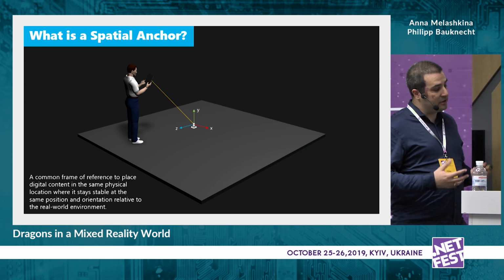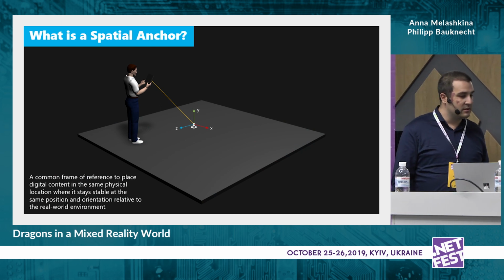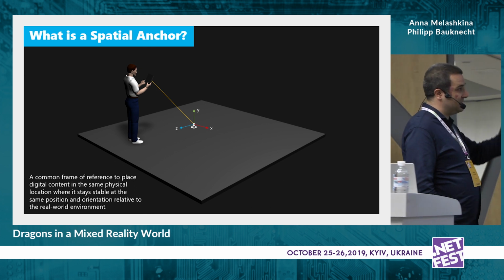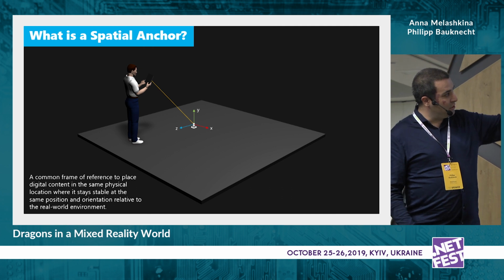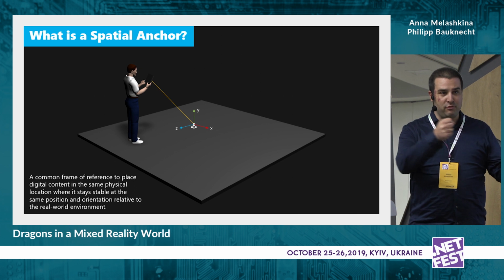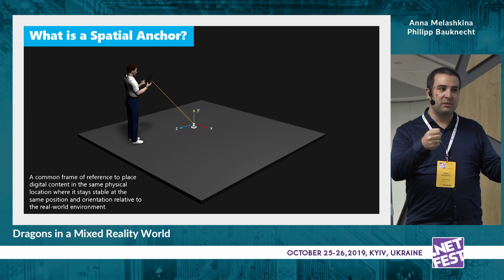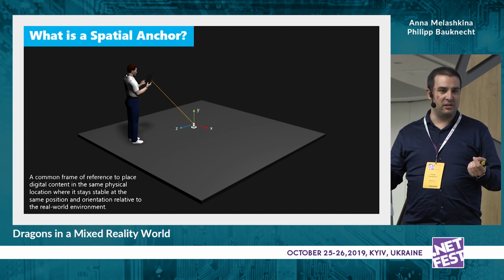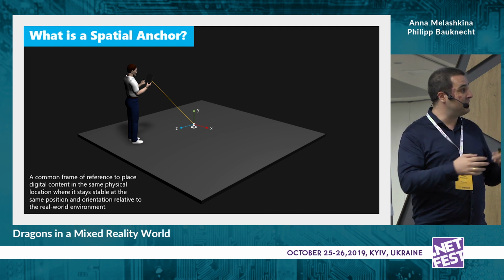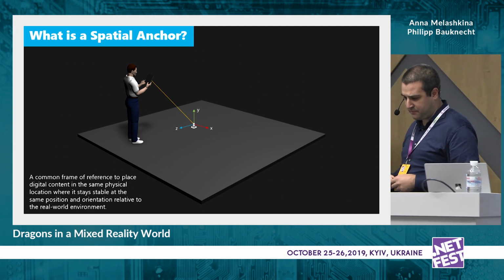So a spatial anchor is basically a common frame of reference to place digital content into a physical location. So basically, I'm looking somewhere, I'm getting an X, Y, Z coordinate of that point. And if I move my device, it still stays relatively at the same location because of the sensors of the phone, for example, gyroscope, magnetometer, the video camera, it can adjust the position relatively to the viewer.